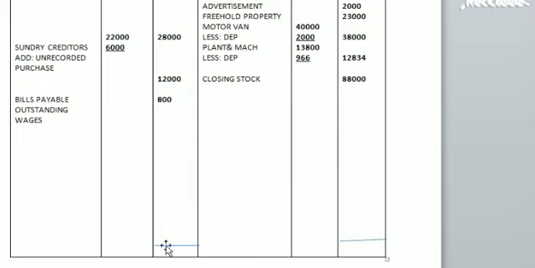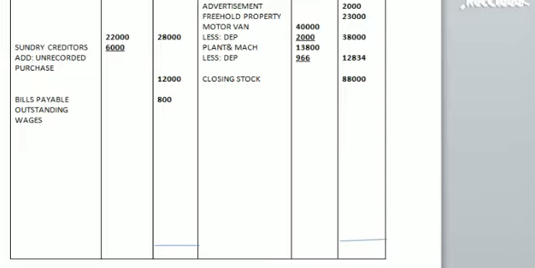Now we will do the total of the balance sheet. We are just going to write the total. Here our sum is going to tally, and the balance amount is 2,22,734, and the same here also, the amount is 2,22,734. Here our sum is over. Our balance sheet has tallied.